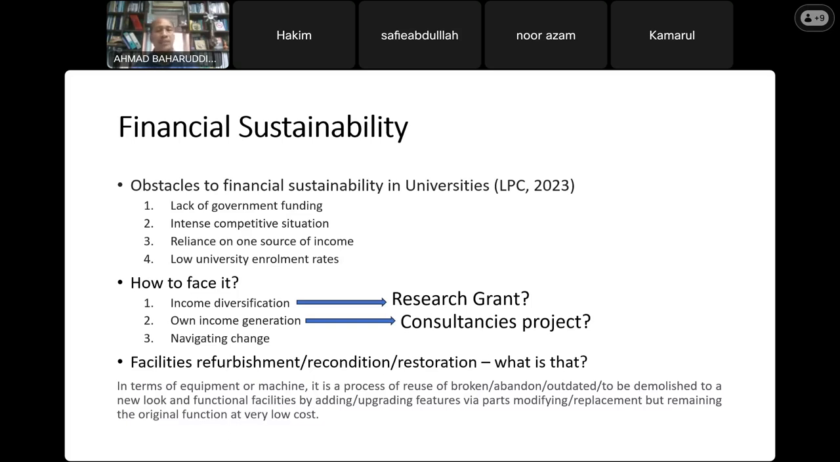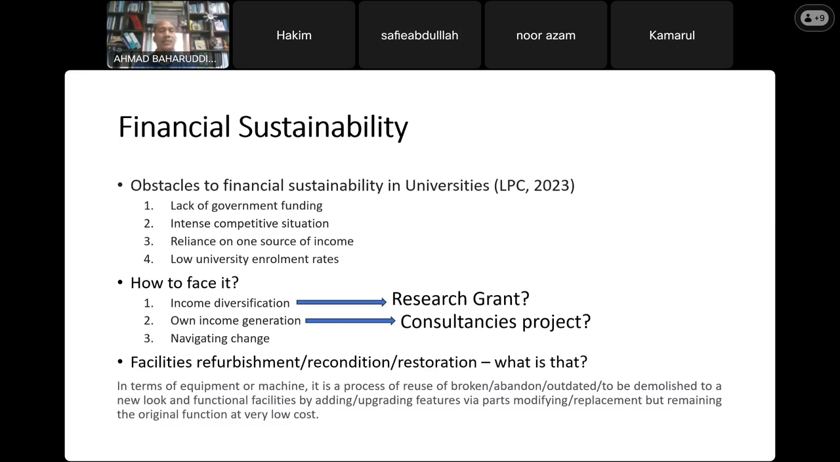There is intense competition, as I mentioned just now, and reliance on one source of income, because nowadays universities rely too much on student intake, which relates to the low university enrollment rate. Even though staff from public universities are encouraged to find projects in terms of consultancy and so on, it does not contribute much, especially to research, because consultancy is usually project based and does not give you money for buying machines and equipment.